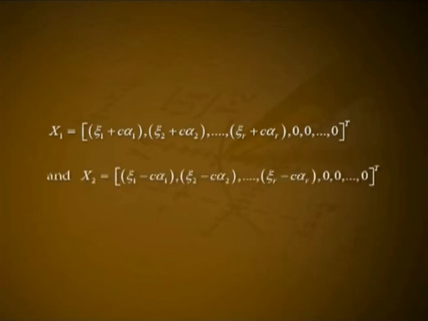Choose C greater than 0 sufficiently small to make psi j plus or minus C alpha j greater than 0 for j equal to 1, 2, etc. r. Then we can conclude that x1 equal to psi 1 plus C alpha 1, psi 2 plus C alpha 2, etc. psi r plus C alpha r, 0, 0, etc. 0 the transpose, and x2 equal to psi 1 minus C alpha 1, psi 2 minus C alpha 2, etc. psi r minus C alpha r, 0, 0, etc. 0 the transpose are feasible solutions.